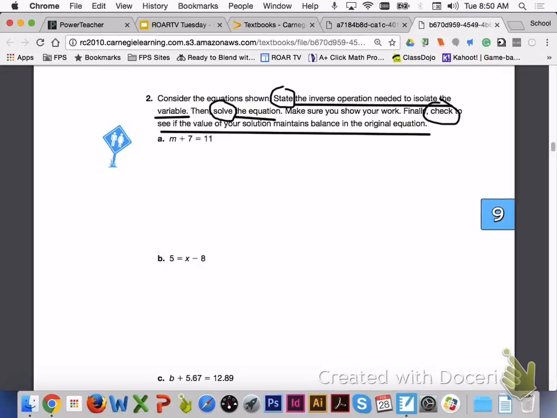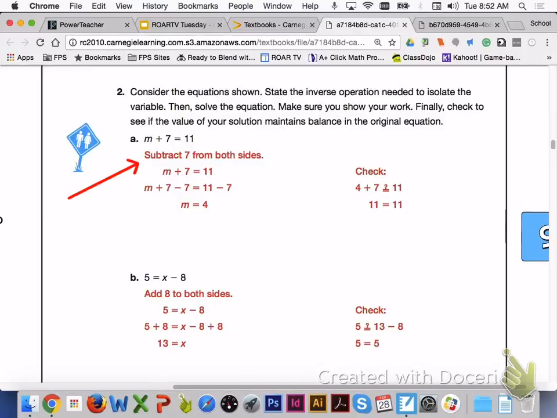Please turn to page 621. Answer number 2, letters A through D with your group members. For number 2, letter A, the inverse operation needed is subtraction. You are going to subtract 7 from both sides. When you solve the equation, m is equal to 4. And finally, when you check your equation and substitute the value of 4 in for m, 4 plus 7 is equal to 11. 11 is equal to 11, so your solution is correct.